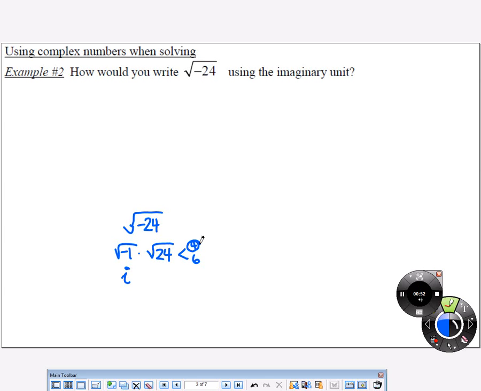So 4 is a perfect square. There are no perfect squares in 6. So this would be 2 rad 6. And how you would probably see this written is 2i rad 6. So that's just simplifying radicals that have negatives in them.